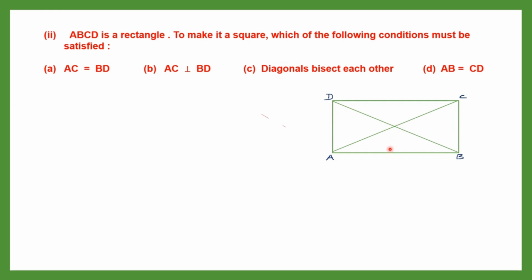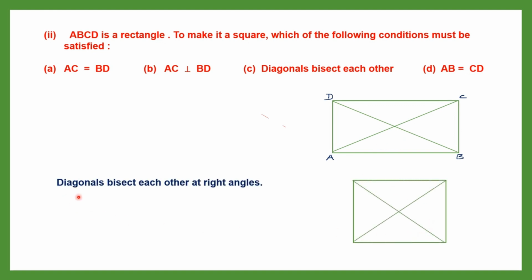So if a rectangle has to be changed into a square, you will get a figure like this, where the diagonals bisect each other at right angles. The square has been made from the rectangle. Now can you see the diagonals? The diagonals will bisect each other at right angles.